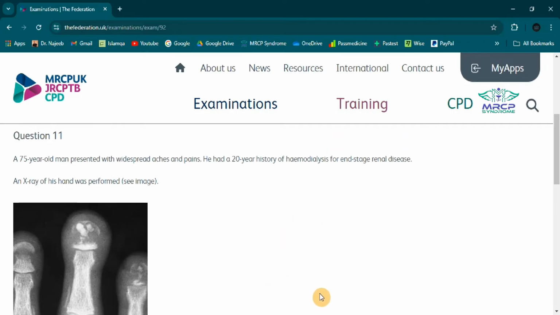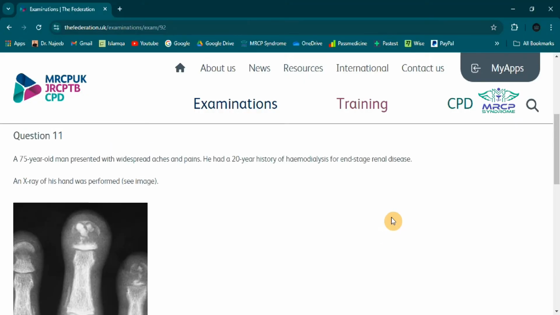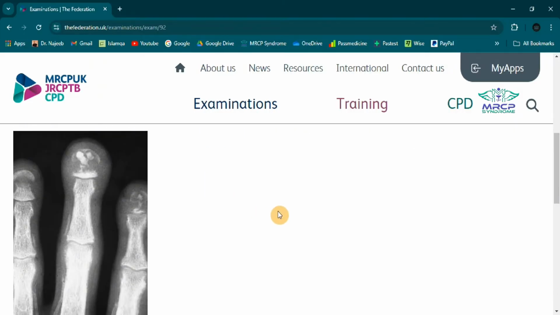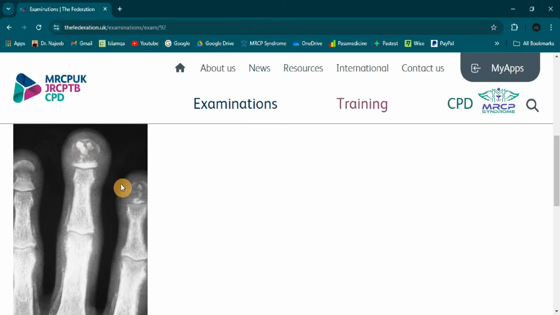So this 75-year-old man has presented with a 20-year history of hemodialysis for ESRD, with widespread aching and pains. So the patient has a long-term history of hemodialysis, which indicates that the patient has CKD, which is often associated with multiple complications, including bone and mineral disorder. If we analyze the X-ray findings, look at the terminal phalanges. Any changes? Some are punched out. So there is destruction of the terminal phalanges.